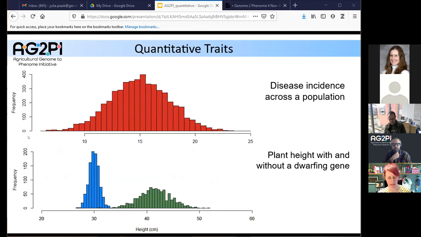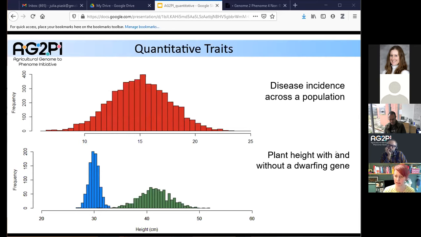I want to highlight what quantitative traits can look like. Of course they're phenotypic traits that we can observe that have a quantitative distribution, or maybe an underlying quantitative distribution that's a little harder to observe. And so it's thought to be controlled by many loci across the genome. And these can take the model of many loci, each having a small effect. And that's what this top graph looks like.